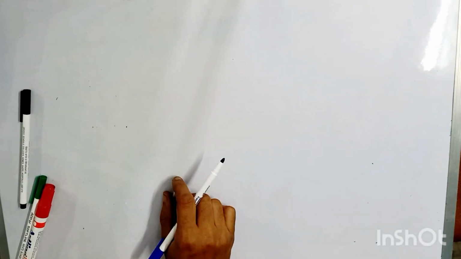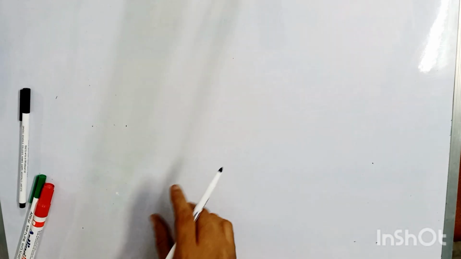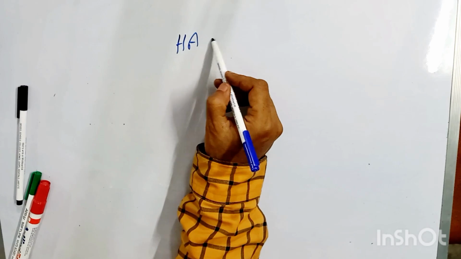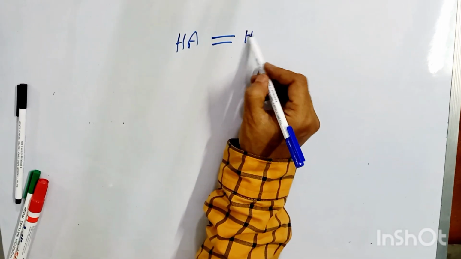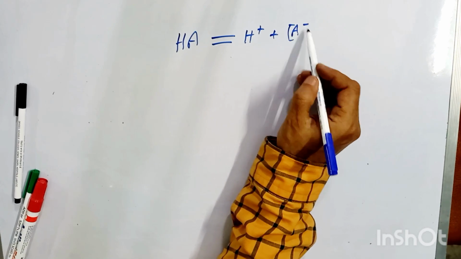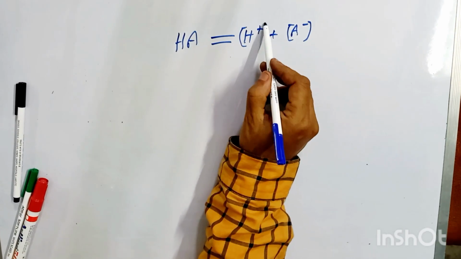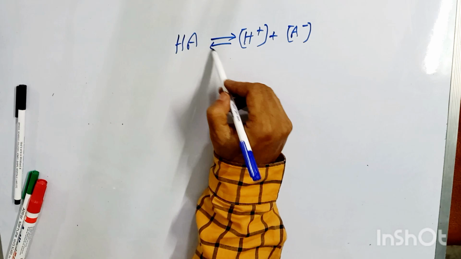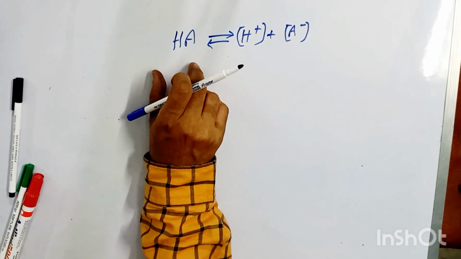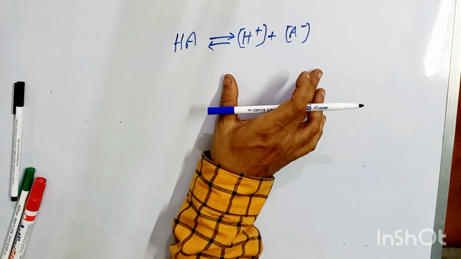So let's see how we derive the Henderson-Hasselbalch equation. I'll just write the equation. HA dissociates into H plus ions and A minus ions, the anions. This reaction is in equilibrium. HA can remain in undissociated, non-ionized form, as well as it can ionize.